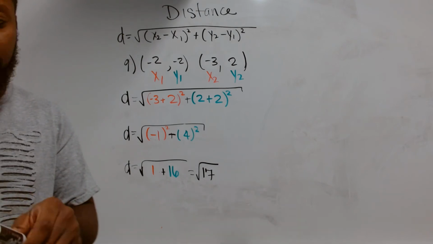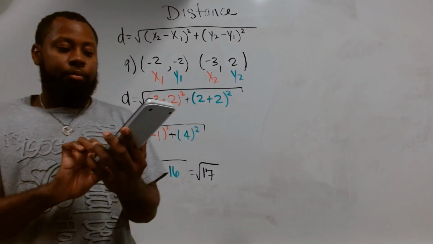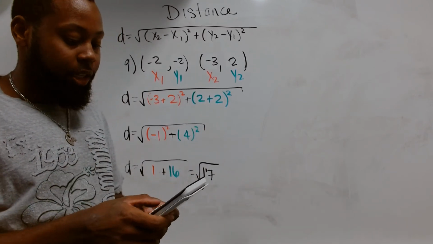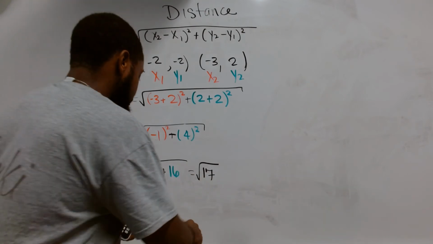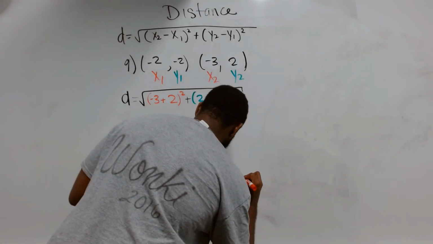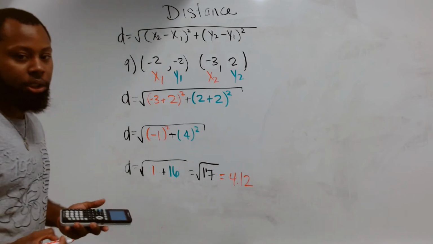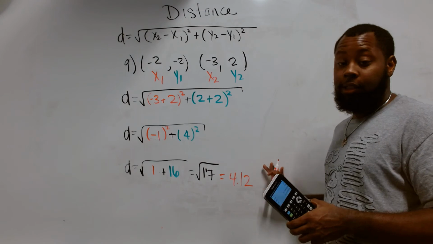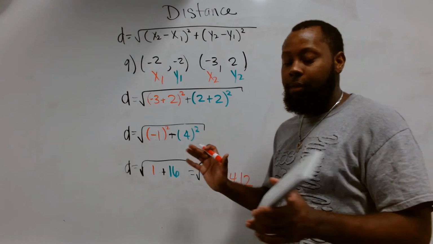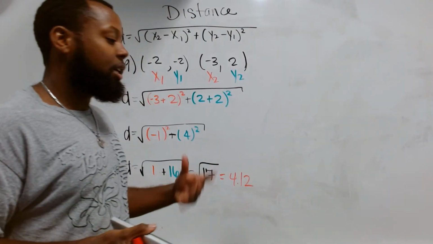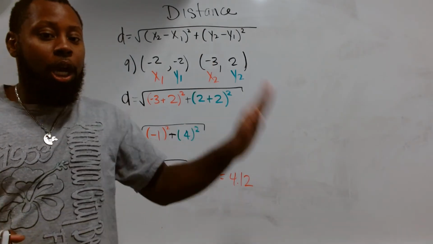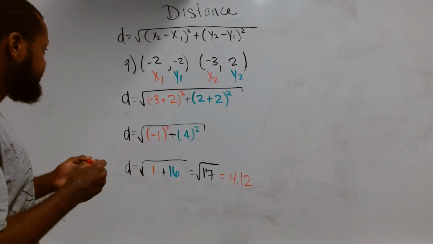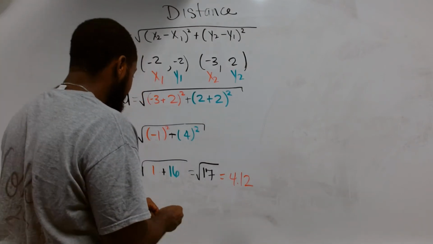And just like I told y'all, calculator, I need to know what that is in decimal because I don't understand roots. That is 4.12 units. That's the distance, 4.12 units. I'm saying units because we don't have feet, inches, miles, none of that. So we say units. 4.12 units. That is that for question 9.